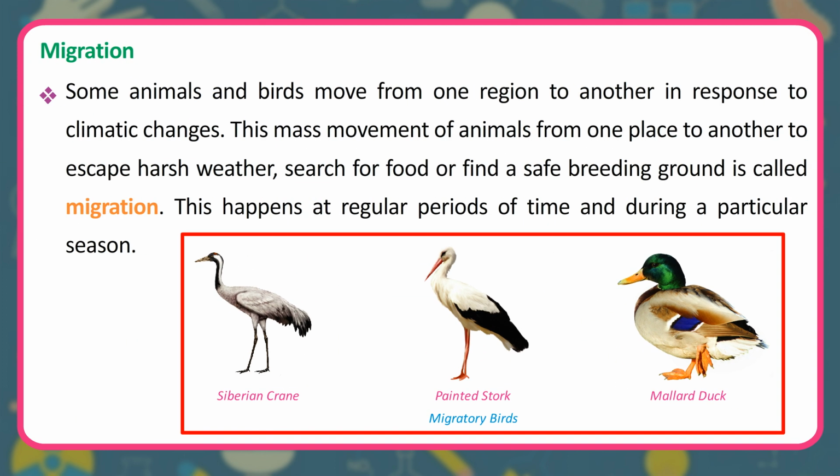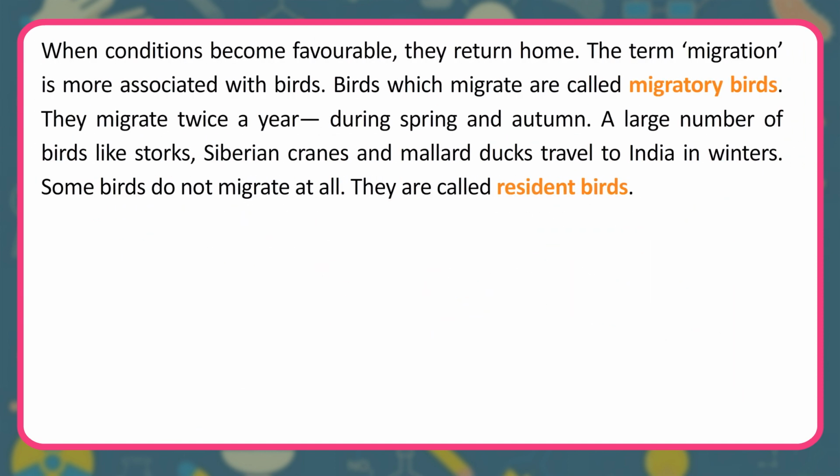Migration. Some animals and birds move from one region to another in response to climatic changes. This mass movement of animals from one place to another to escape harsh weather, search for food or find a safe breeding ground is called migration. This happens at regular periods of time and during a particular season. When conditions become favorable, they return home.